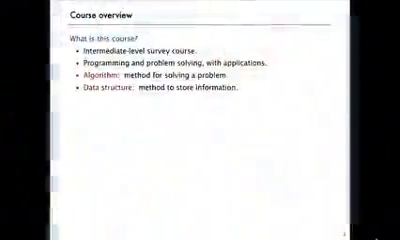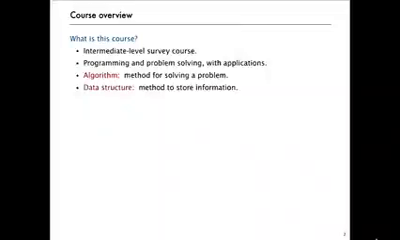So what is this course? It's an intermediate level survey course on algorithms. We're going to concentrate on programming and problem solving in the context of real applications. And our focus is going to be on two things: algorithms, which are methods for solving problems, and data structures, which store the information associated with the problem and go hands in hand with algorithms.